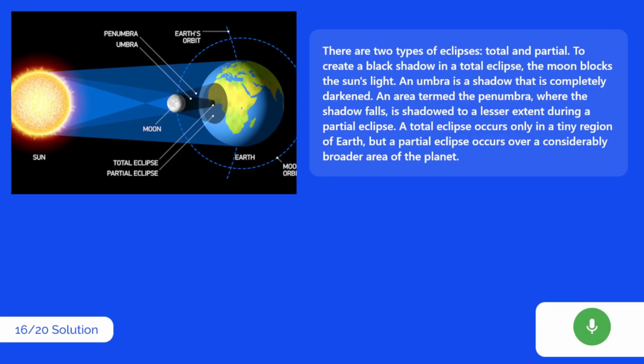There are two types of eclipses, total and partial. To create a black shadow in a total eclipse, the moon blocks the sun's light. An umbra is a shadow that is completely darkened. An area termed the penumbra, where the shadow falls, is shadowed to a lesser extent during a partial eclipse. A total eclipse occurs only in a tiny region of Earth, but a partial eclipse occurs over a considerably broader area of the planet.